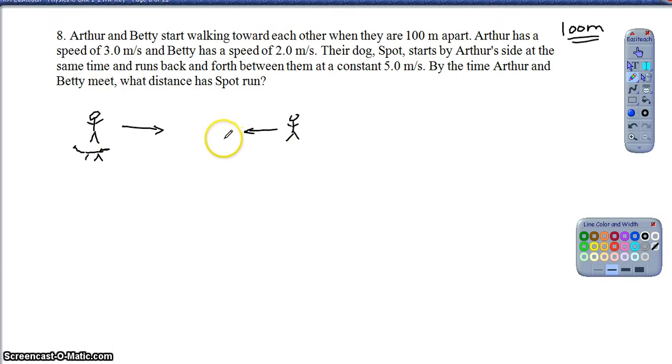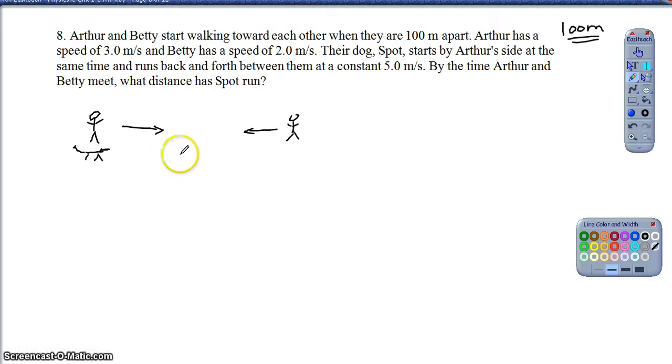meters. So if we can find the time that it takes for them to cover the 100 meters, we know that the dog was running at a constant rate the entire time. So if you just take then the dog's velocity, his constant velocity, times the time that it takes for them to meet, and you've got your answer.